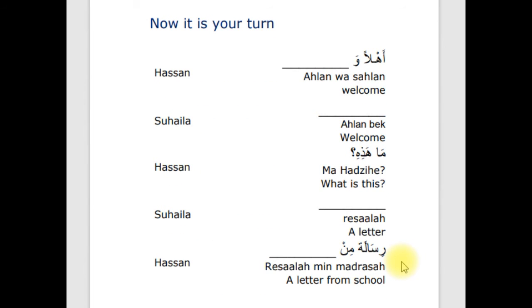Now it is your turn. Fill in the blanks.